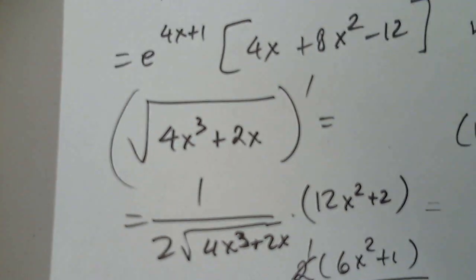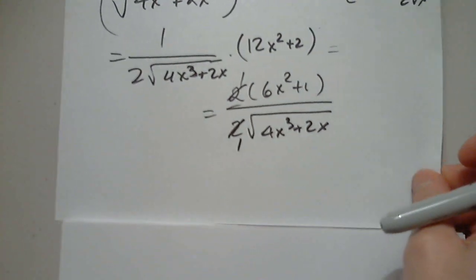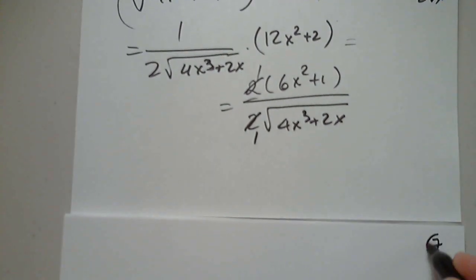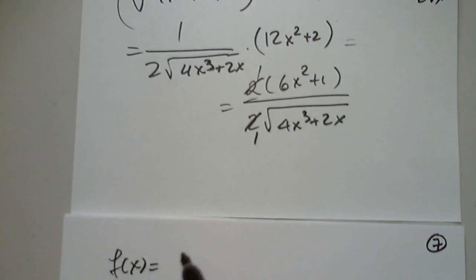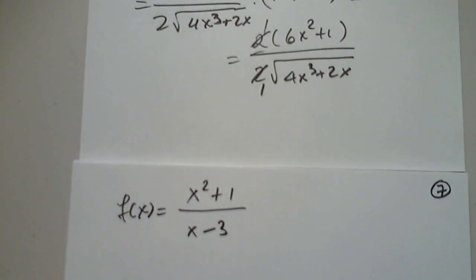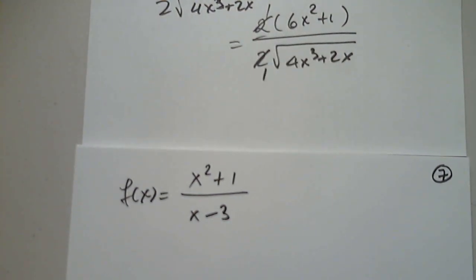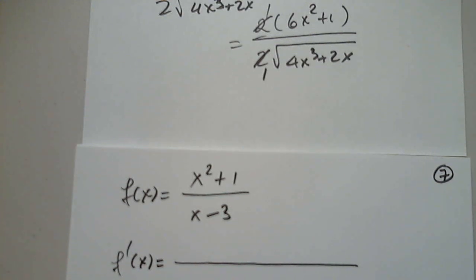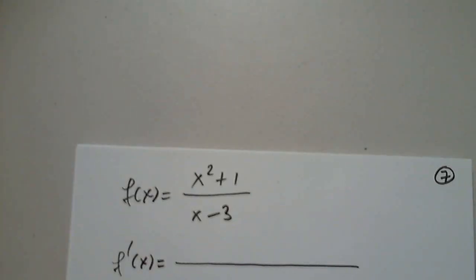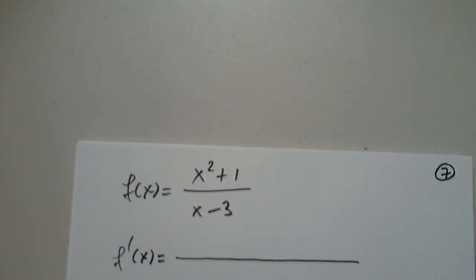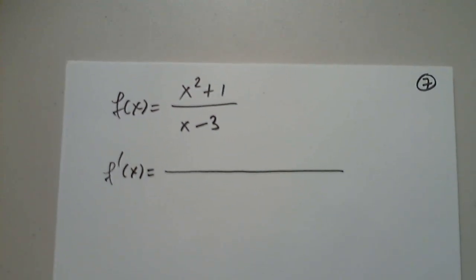Now, the next problem. Let's say we have f of x, x squared plus 1 over x minus 3. What rule applies here to find the derivative? Which rule has to be applied here? What do you think?